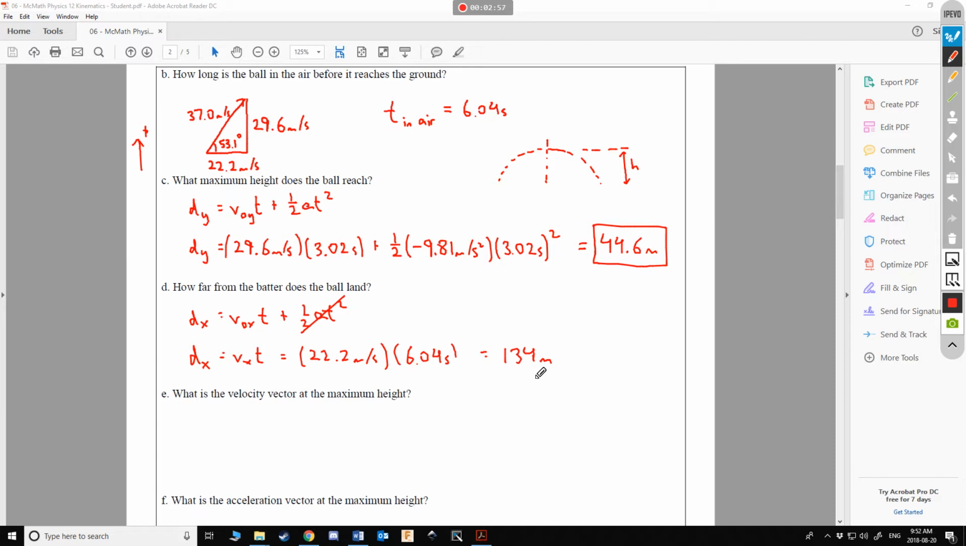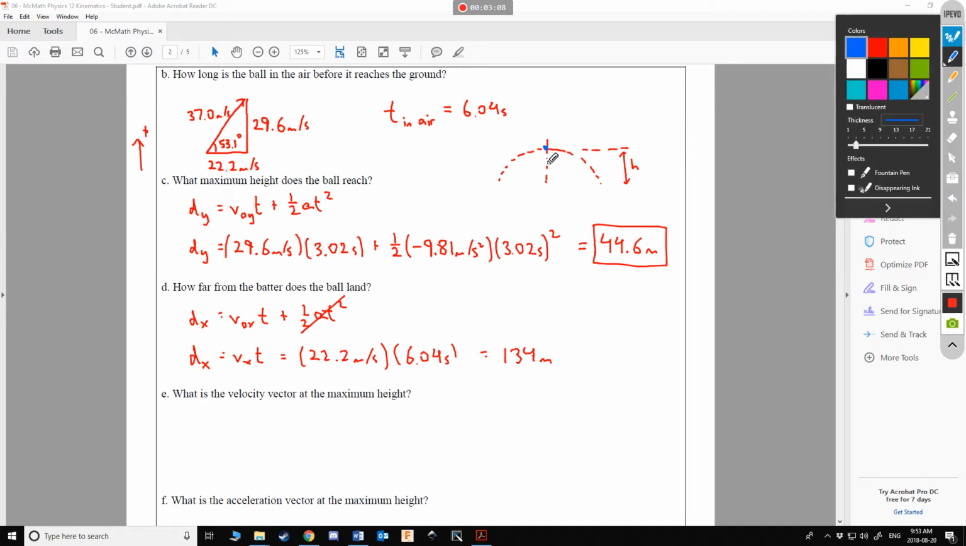What is the velocity vector at the maximum height? So I actually don't need to solve for this one. Let's just think about this logically. We said that at the vertex, at this point, we only have horizontal velocity. And velocity in the horizontal direction does not change. So we actually know the velocity at the maximum height will just equal to Vx. So that is just equal to that 37 cosine 53.1. We got 22.2 meters per second.